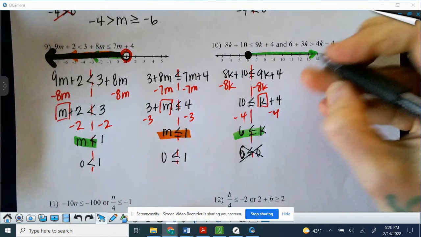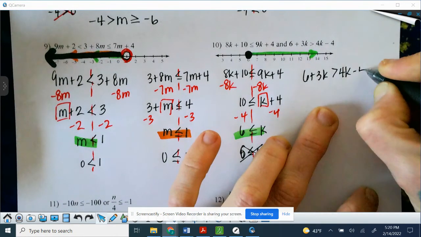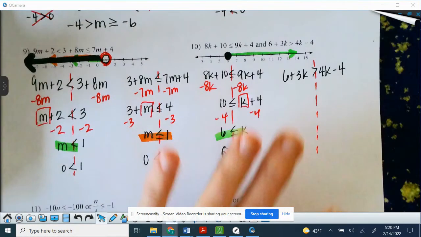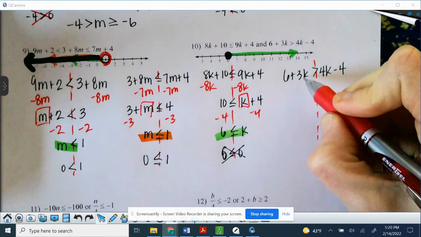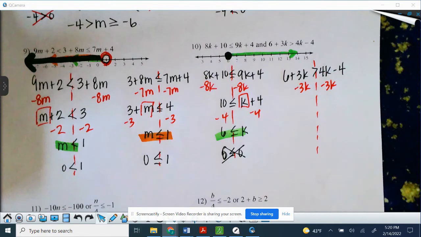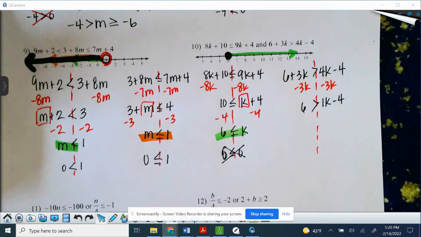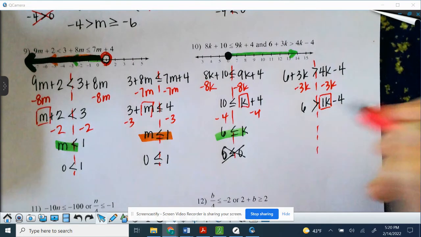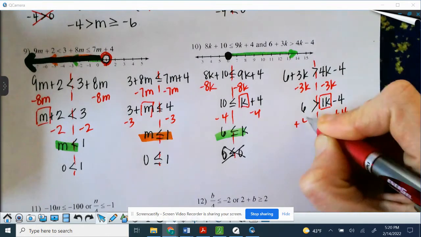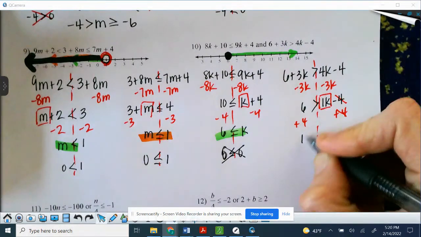So 6 plus 3k is greater than 4k minus 4. Great divide. We're trying to get our variable on one side and our whole number on the other side. I'm going to work towards the larger variable, so I'm going to subtract 3k. So that gives me 6 is greater than 1k minus 4, or just k by itself. Box in our variable. We're going to move that 4 by adding, because that is the inverse of subtraction. That makes these guys cancel out. So I have 10 is greater than k.